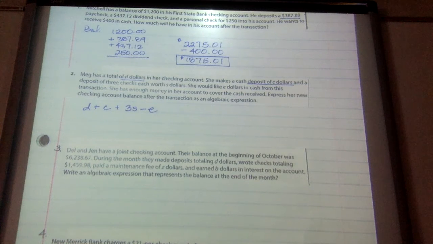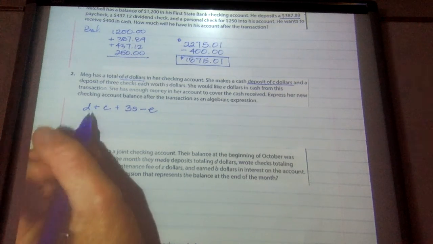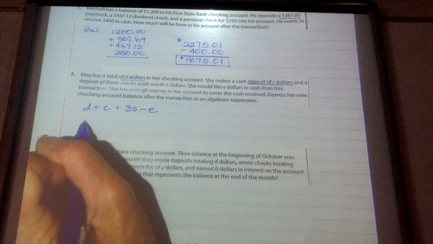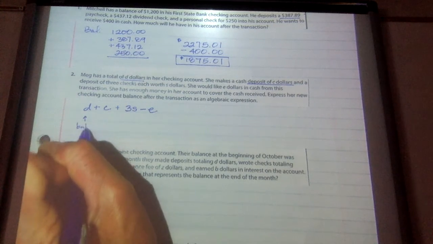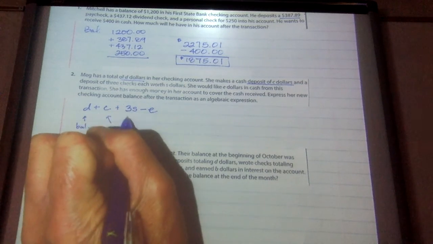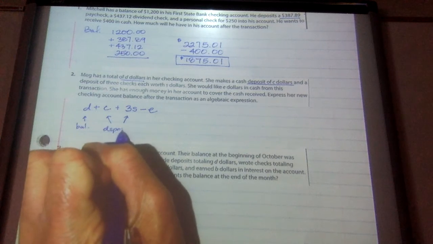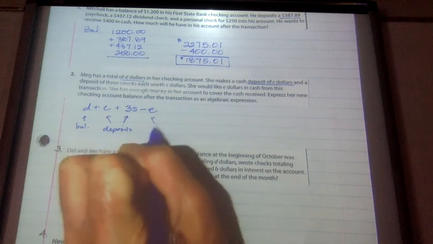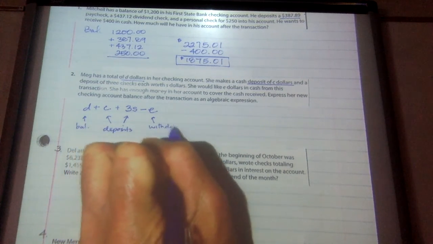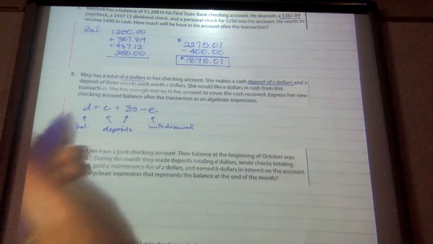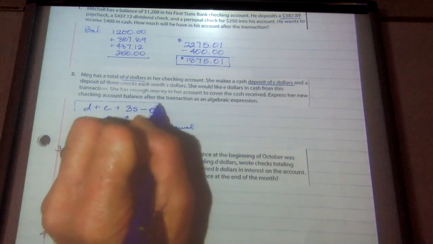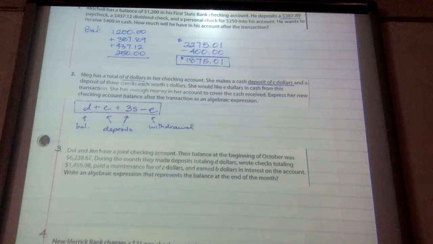So this is what you would have. That would be your answer, right? She has a balance. These are deposits. And this is a withdrawal. So your answer would simply be this algebraic expression. Okay?